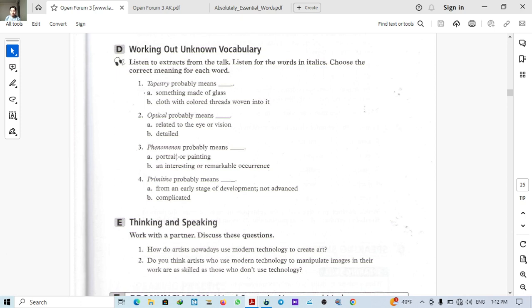So probably you hear this word in the context that they are talking about the kind of handicraft people are making, for example, threads that they are weaving, kalicha. Even in Afghanistan, that is very possible. So they are producing kalicha, which is used as an artistic piece of work. So tapestry probably means here A or B. So which one? Tapestry, something made of glass, or cloth with colored threads woven into it.